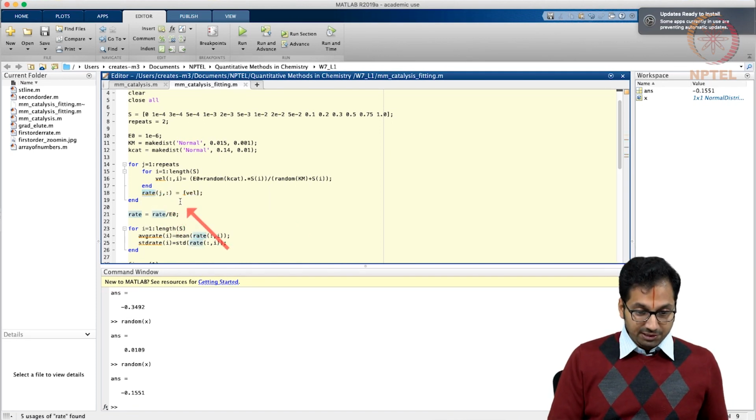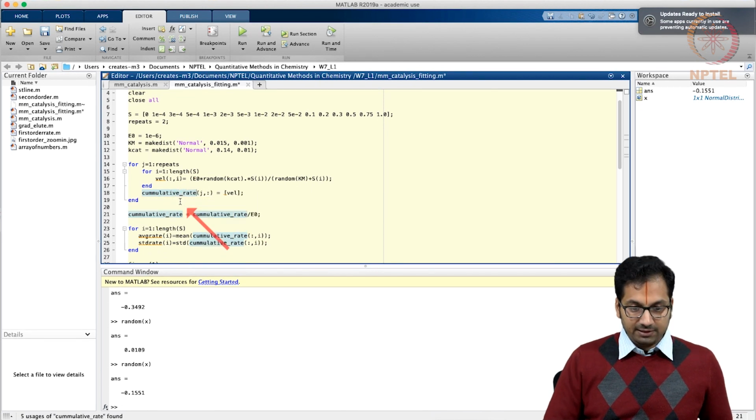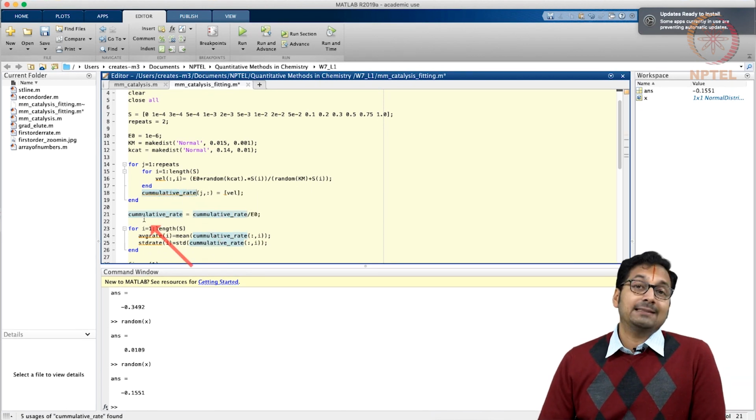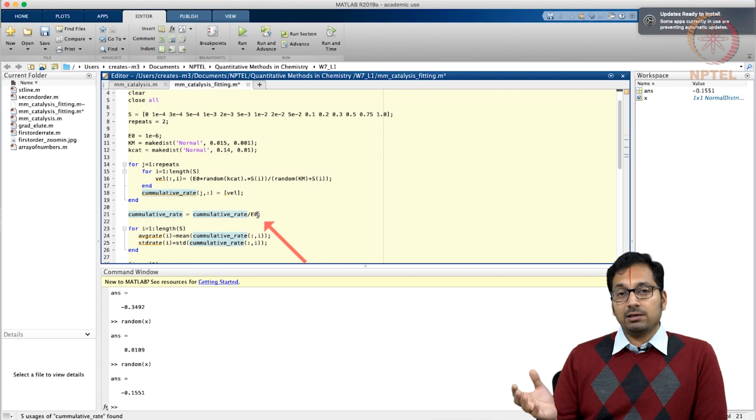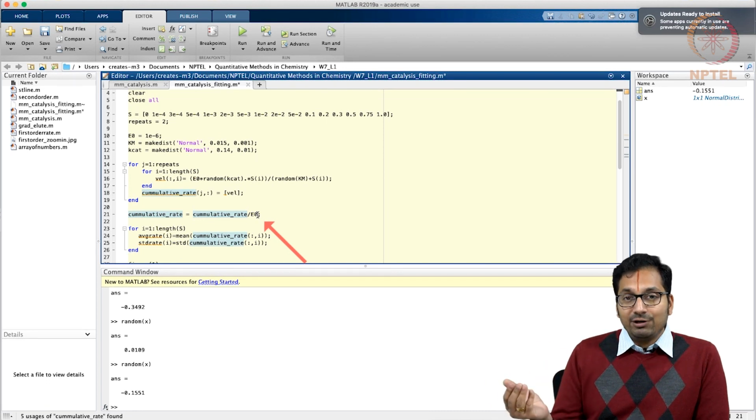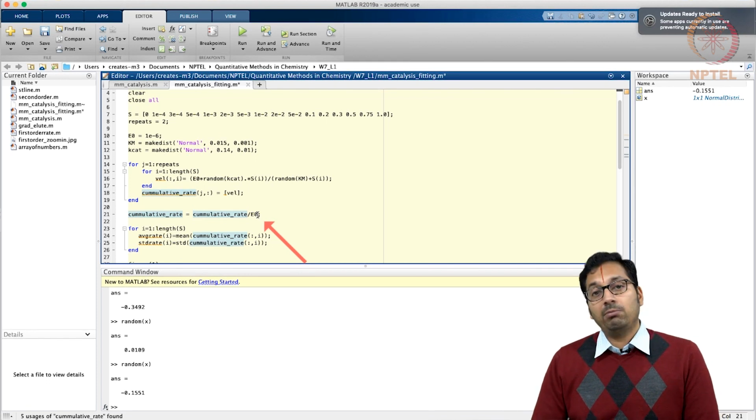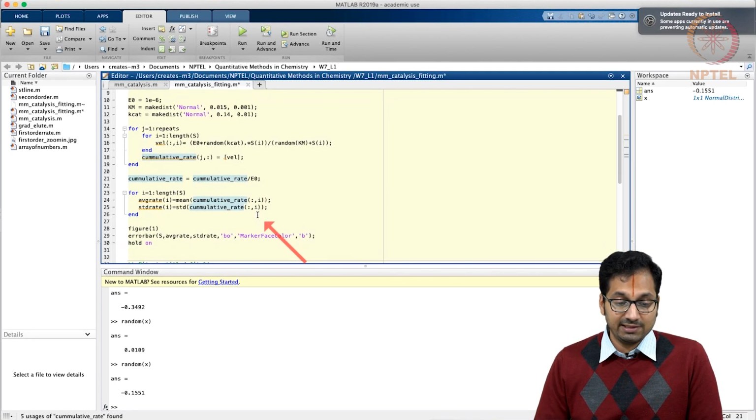We can always change this rate into cumulative, so that we understand what this variable is. And the next step is to divide the cumulative rate by the enzyme concentration, so as to normalize the plots that might end up coming, so that finally when you fit, you just determine km and kcat, and you would not have the problem of fitting the concentration of the enzyme as well.